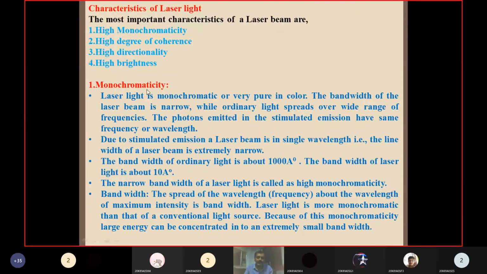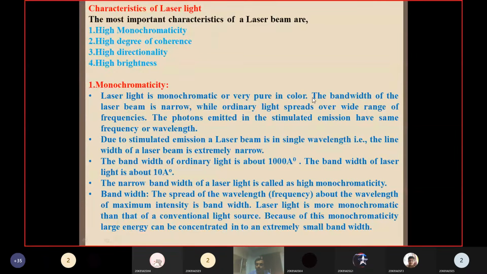So what are the main characteristics here? These four characteristics: the first one is monochromaticity, the second one is a high degree of coherence, the third one is high directionality, and the fourth one is high brightness. First of all, we will discuss monochromaticity.